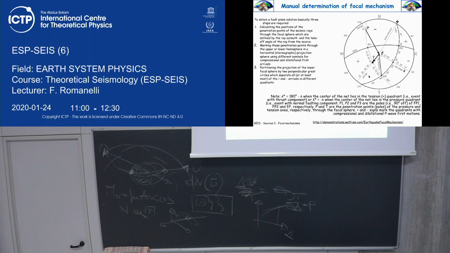Okay? That's the strike. Easy. The dip is always measured to the right of the fault by convention. Okay? So the dip can be measured here. Now, what about the rake? That's a little bit more tricky, because now you have to take the pole of this plane here.